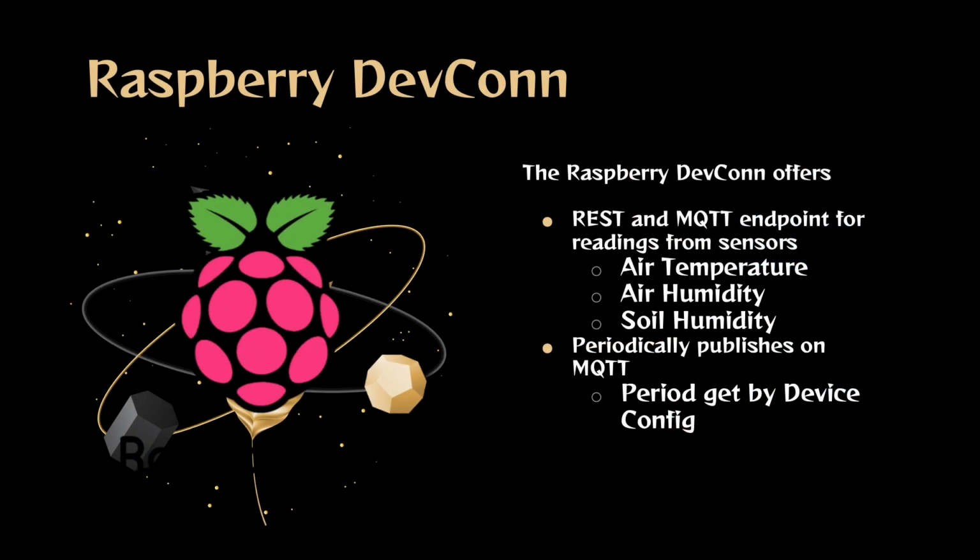In conclusion, the Raspberry DevCon offers both REST and MQTT endpoints for injecting the readings from the sensors within the system. Those sensors measure the air temperature and humidity and the soil humidity. It periodically publishes on MQTT, and the publishing period is stored in the device config.